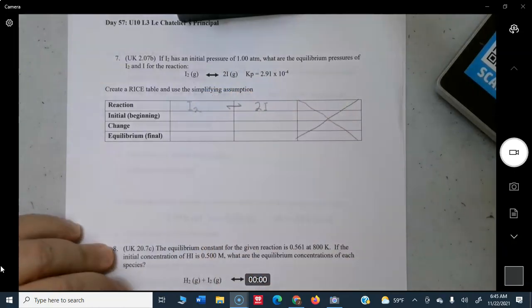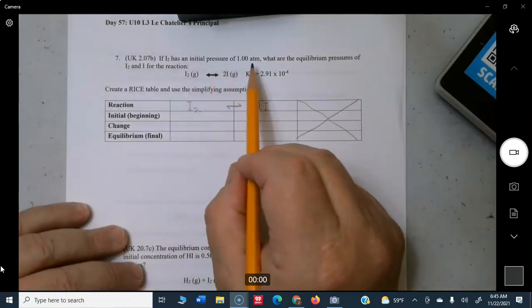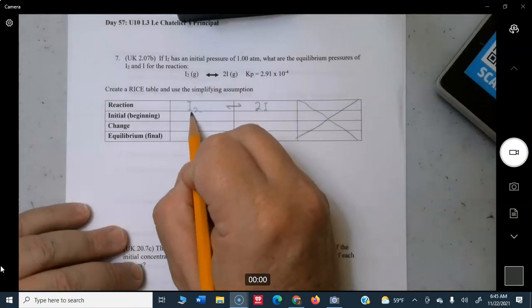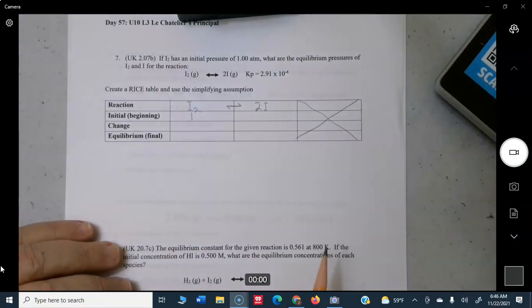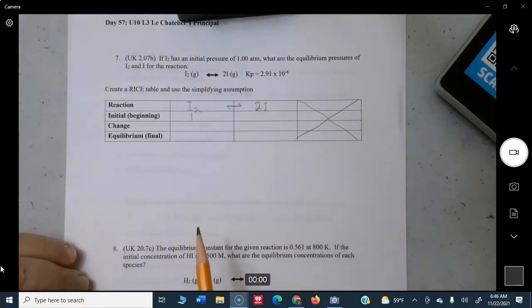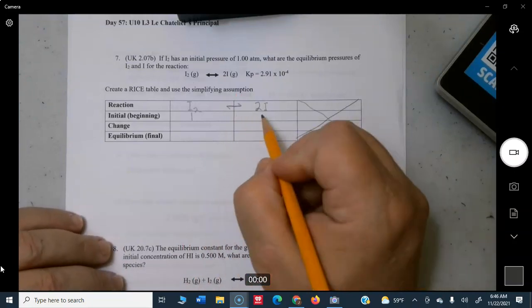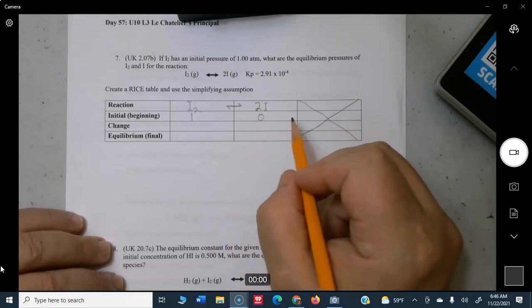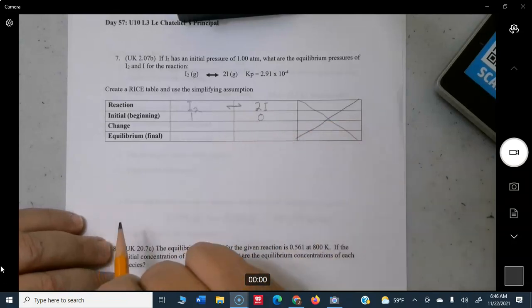Okay, so there's the reaction, and it says initial pressure of I2 is 1. Again, in these problems, I'm going to avoid trailing zeros, although we understand that those are important for significant figure reasons, but I'm going to ignore them at this point. Okay, we're going to assume that we have 0 here to start. Okay, and it wants to know the equilibrium pressure of both of these.